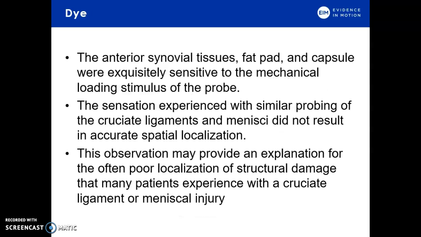So basically the moral of the story is that the anterior synovium, the fat pad, the capsule were exquisitely sensitive to the mechanical loading of the probe. And then the sensation experience was similar. Probing of the cruciates did not result in accurate spatial localization, so it was very vague. So that's why a lot of times people will come in with an ACL tear, MCL tear, or a meniscal tear, and they're very vague on where they say it hurts. They're like, it kind of hurts here, and then they're kind of covering their whole knee in that general area. So that is their explanation as to why some of that poor localization occurs from that.